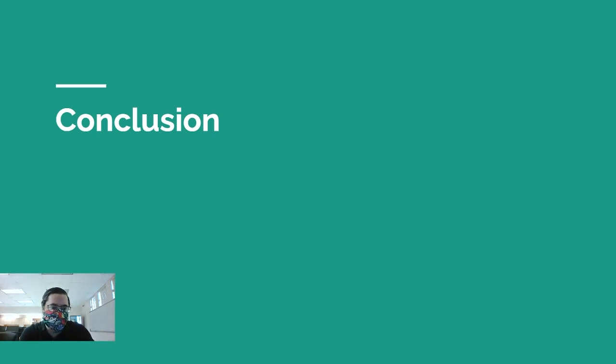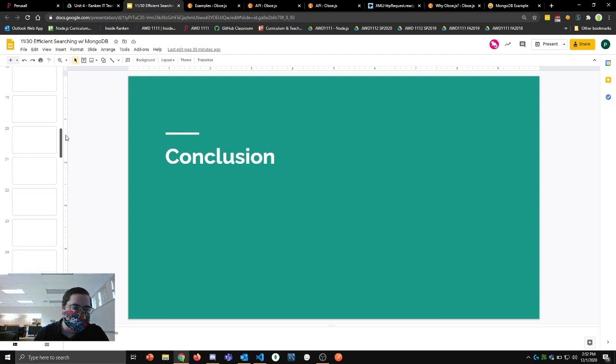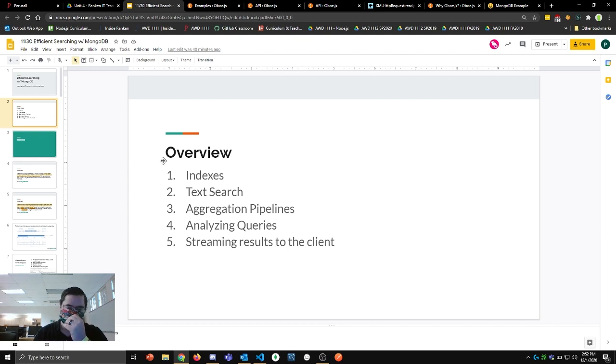So that's it. To backtrack and refresh on what we've talked about between today and yesterday: we talked about indexes, text search, aggregation, and a little bit about how to analyze your queries, and today we talked about how to stream those results to the client. That's an important part, doing the server-side streaming as well as the client-side streaming with Oboe. Those are really important to get good performance, at least in terms of the perceived performance for users.